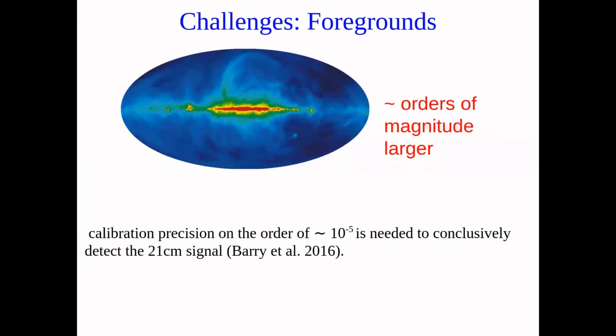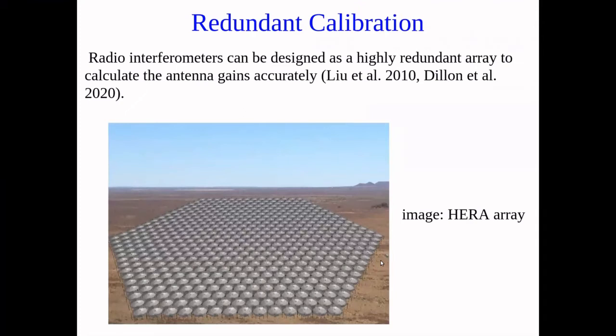But the challenge is that foregrounds are much larger than the expected signal. So the radio interferometers which are being used to detect the 21 centimeter signal have to be calibrated precisely for this detection, and the calibration precision should be of the order of 10 to the minus 5 to detect the 21 centimeter signal conclusively.